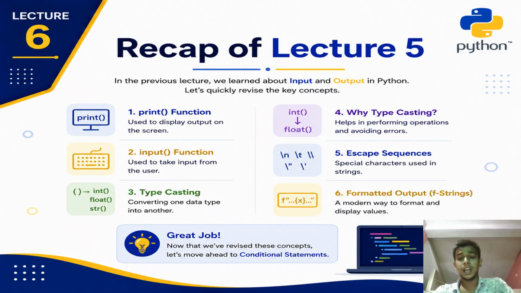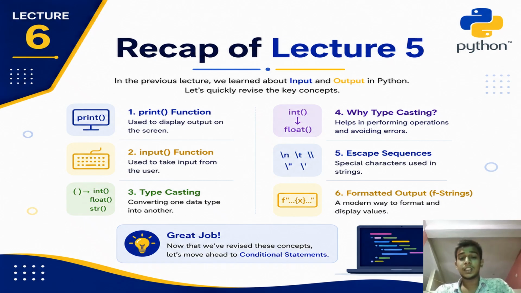Next, we studied the input function. So what's the input function? The input function is used to take input from the user. It allows our program to become interactive because different users can provide different values. After that, we learned about typecasting. Typecasting is the process of converting one data type into another. We used functions like int, float, and str to perform these conversions. So we understood why typecasting is needed.